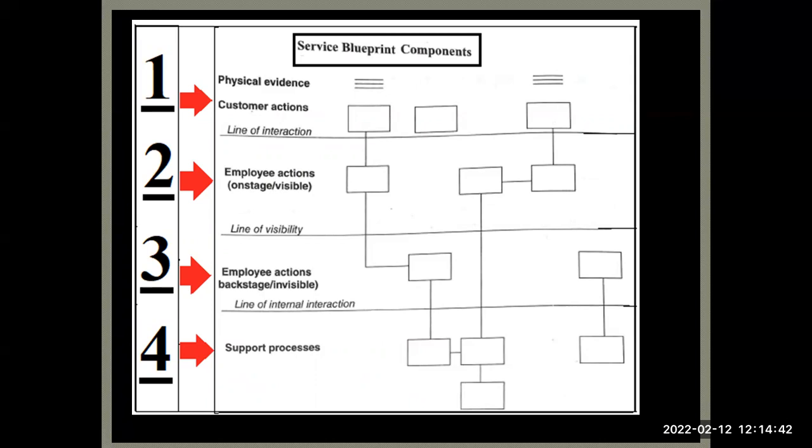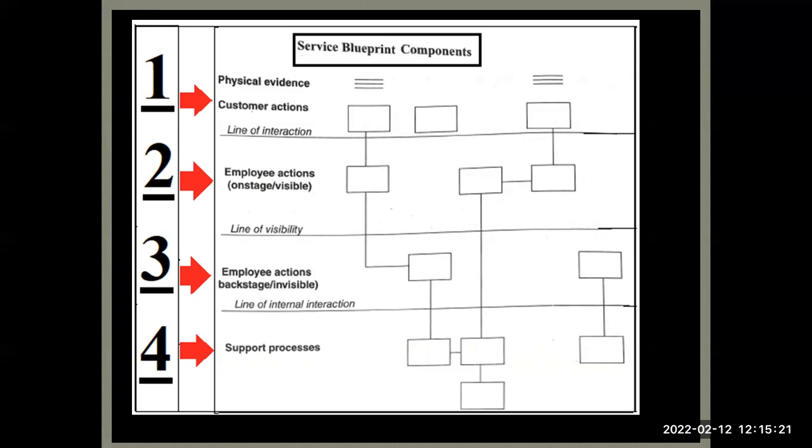But if you see the second row, there we have employee interaction. In the second row we have an employee, and the employee is performing the services. He is delivering the services, and he is interacting with the customer. So at number two, we have employee actions. In number 3 row, the second line is also called the line of visibility. That part is visible because we can see the service provider. That's why it is written that it is a line of visibility.